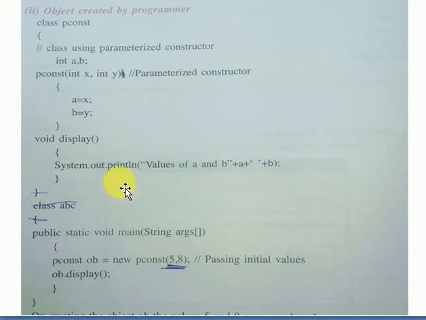Let us see how it works. Public static void main, String args. Pconst ob is equal to new Pconst. When you are creating an object, since you have a parameterized constructor, you must send two integer values, 5, 8. They go to x and y. In turn, these are copied to a and b. A and b get 5 and 8. Then ob dot display will display the values of a and b. Are you getting it? So like this, we can pass values to a constructor, that is known as a parameterized constructor.